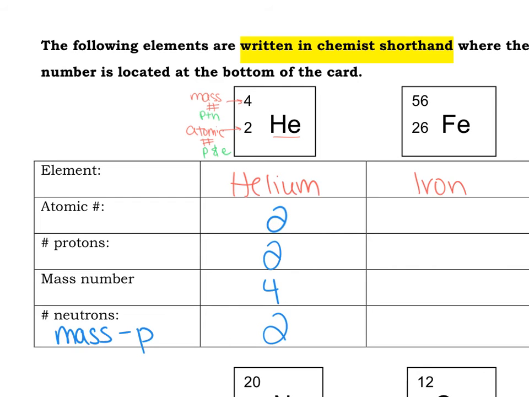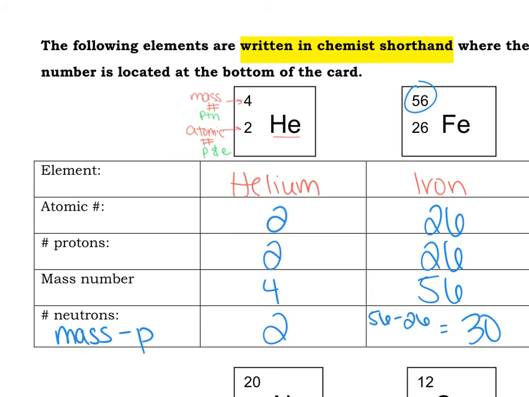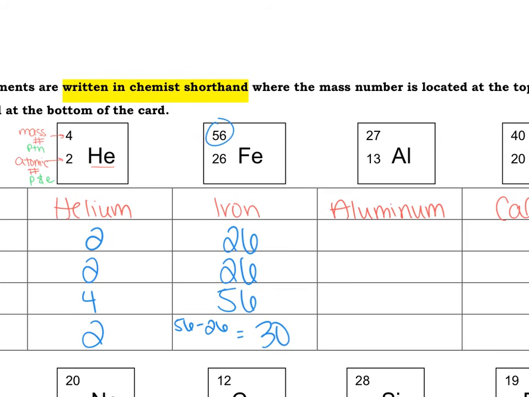For iron, I have the same exact thing. Atomic number is on the bottom. So I have 26 for my atomic number, which means I have 26 protons and 26 electrons. My mass is up top, which is 56. To get neutrons, I need to take my mass, 56, minus 26, and you're going to get 30. Okay? All right, aluminum, same deal. 13 on the atomic number, 13 on the number of protons and electrons, and then my mass, very top, 27. To get those neutrons, 27 minus 13 gives me 14.